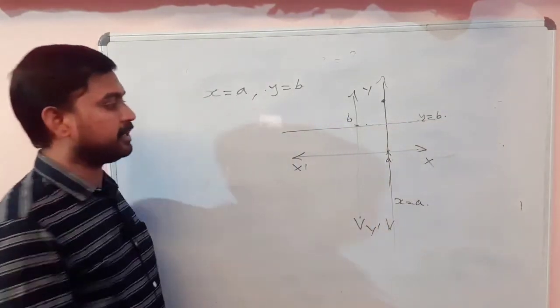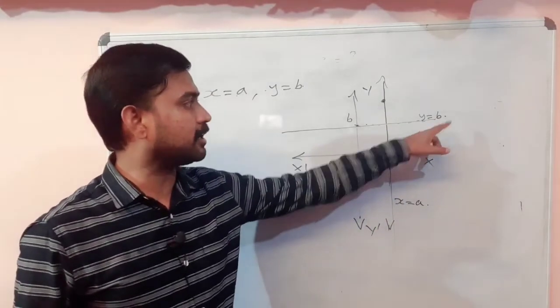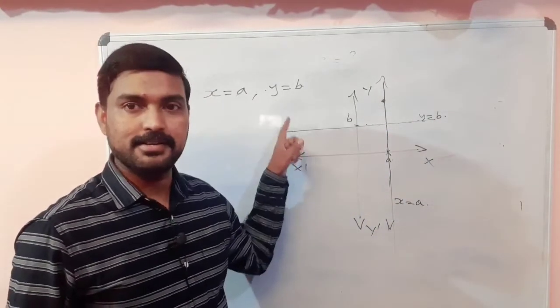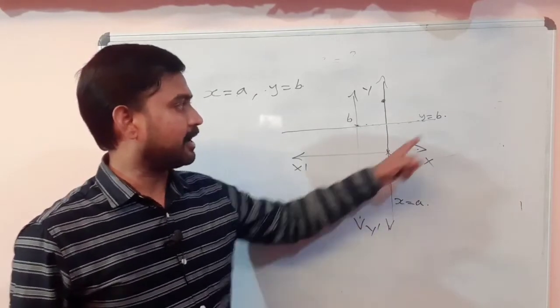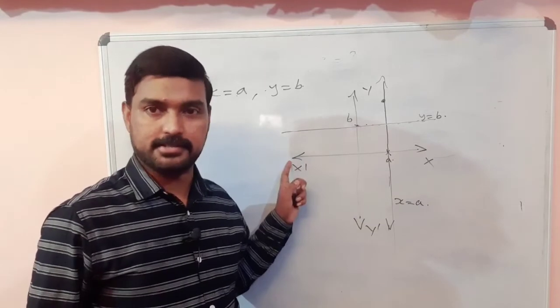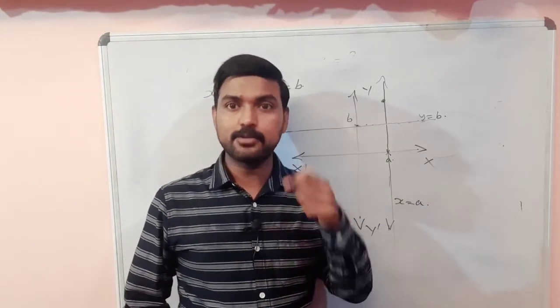So what happened here? X is equal to A is perpendicular to the x axis. Y is equal to B is perpendicular to the y axis. At the same time, x is equal to A is parallel to the y axis and y is equal to B is parallel to the x axis. The question: are these two lines intersecting or not?